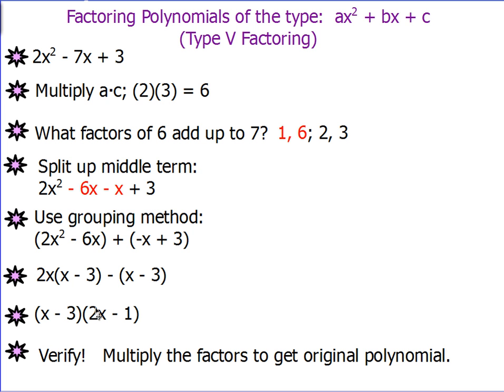X times 2x, 2x squared, there's my first term. I'm going to use my outsides. X times -1 is -x. -3 times 2x, my insides, is -6x. -x minus 6x, that gives me that -7x. And then -3 times -1 gives me the positive 3. So you definitely want to verify whatever you get here because there is lots of room for error.